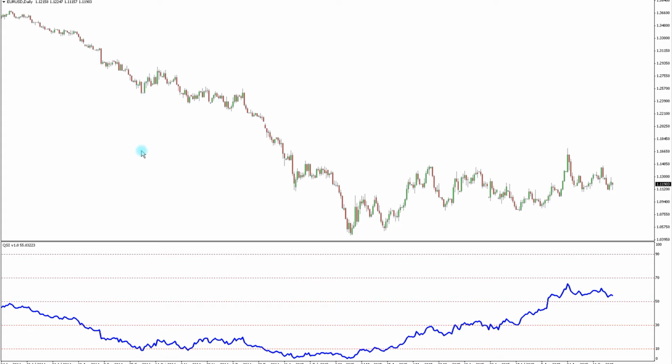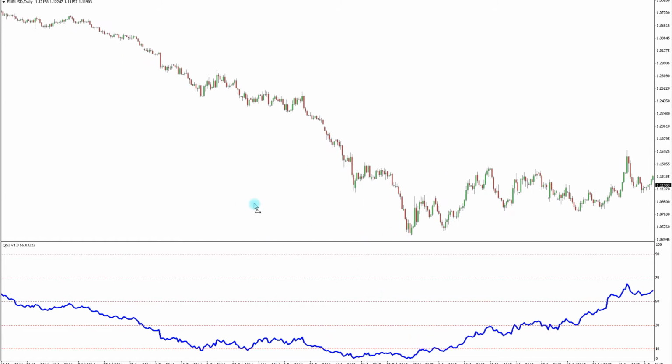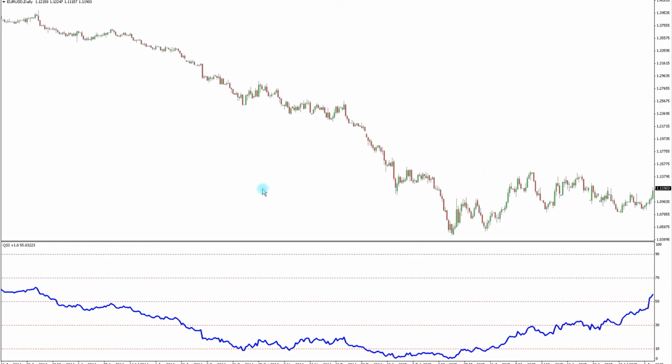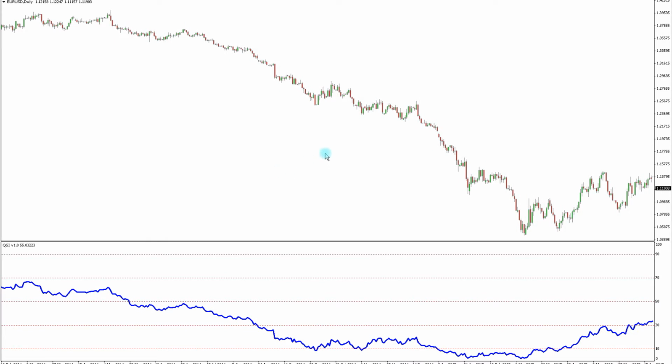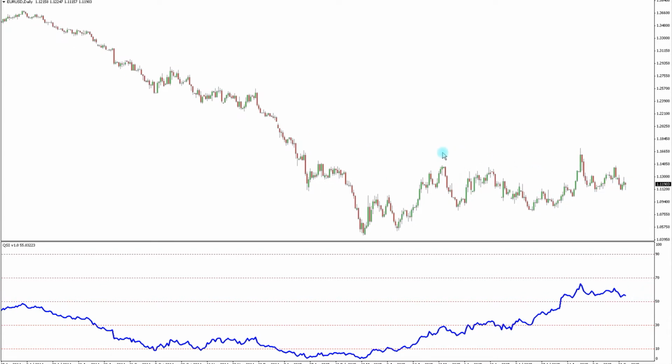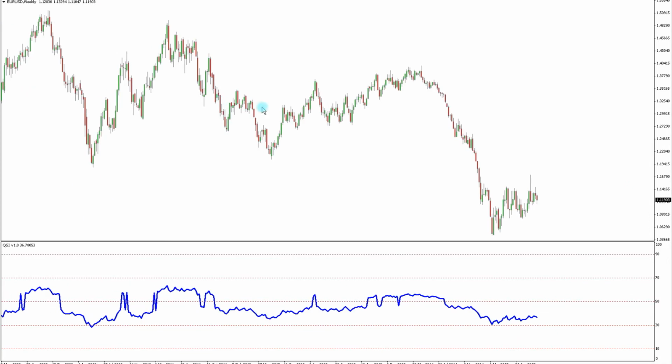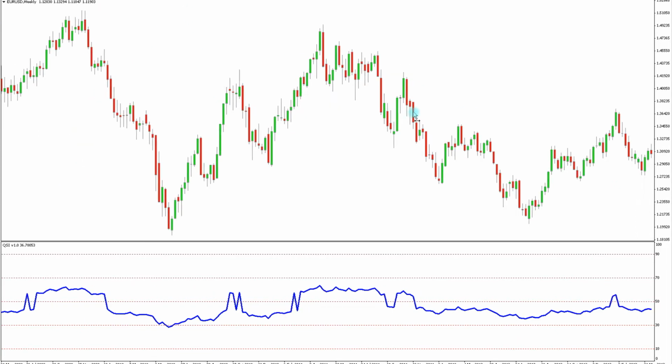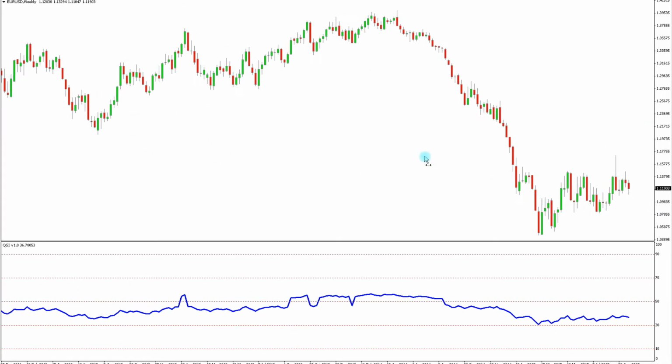But this is not an absolute value, 90 or 10. This is an area where the probabilities are getting very strong. So even if the market falls, like here, we see it falling, it did correct and it did go back to the levels where it was. Let's have a look at other time frames, maybe that could be interesting. So let's look at weekly Euro USD.